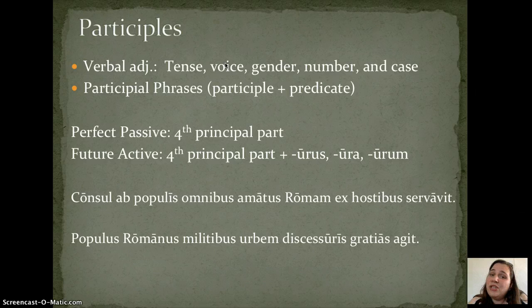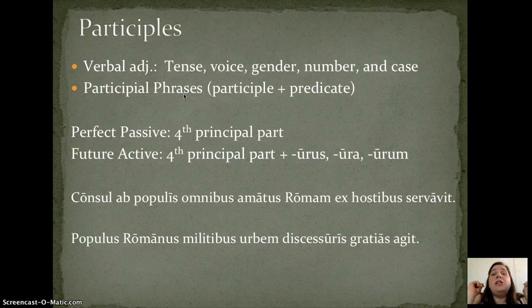And because they're adjectives, of course, they have gender, number, and case, and they can describe a noun by being in the same gender, number, and case. When I say participial phrases, what I mean is a participle plus its predicate. Now, because a participle can have tense and voice, it can take a predicate, either a direct object or an ablative of means, ablative of agent. Anything that can be in the predicate for a main verb can be in the predicate for a participle too. That participle plus its predicate is called a participial phrase.